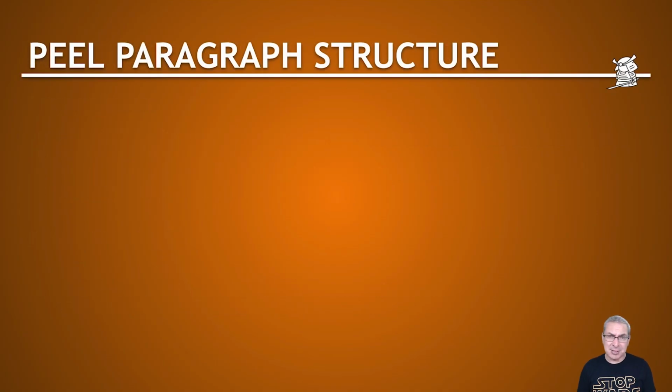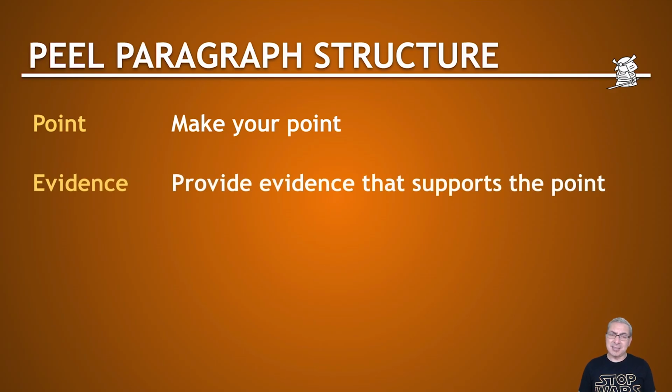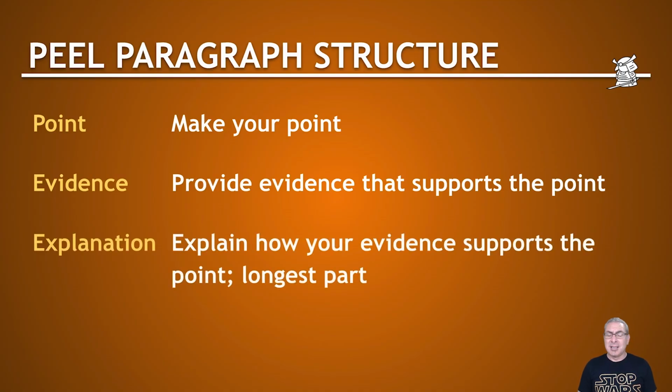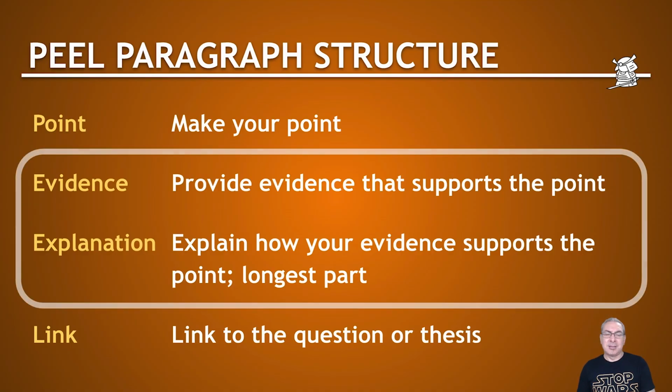So the PEEL paragraph structure. We'll keep it simple at first and go into detail in a moment. So the P means make your point. This is the point that you're going to make in your paragraph. This is what the topic of the paragraph is. E, the first one, is called evidence. This is where you provide evidence that supports the point. This might be 2 sentences. And then your explanation. This is where you explain how your evidence supports the point, and this is your longest part. And then the link. It links back to the question that you're answering, or perhaps a thesis if it's an essay. So the evidence and the explanation, these 2 things are going to be the longest part of your PEEL paragraph.